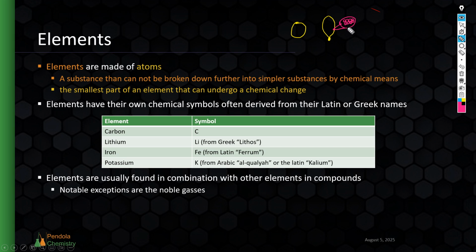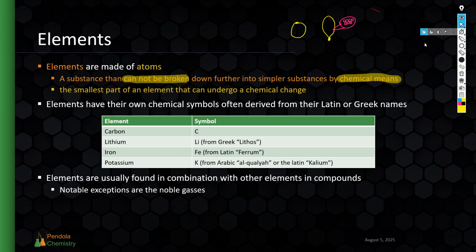So while the element is, again, the substance that cannot be broken down further into simpler substances by chemical means, and this is very important because it can be broken down by nuclear means, but it cannot be broken down by chemical means. That is our element. However, we can have a lot of that element, and that element will be made out of these little atoms of that element.